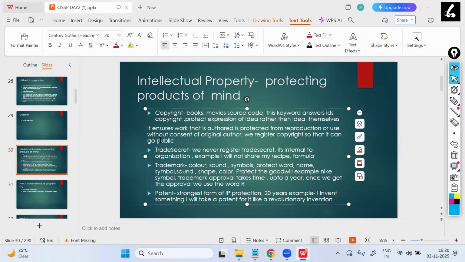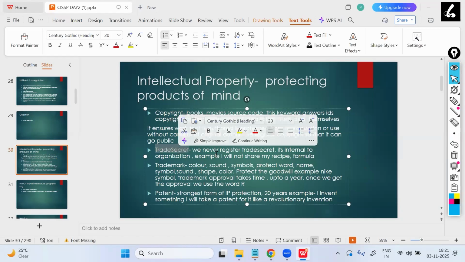That exclusively says I have the right on this particular thing. Nobody else can sell it on my name. Trade secrets are never registered. Copyrights, remember, we register the copyright before we make our thing public. Why do we not register a trade secret? Can you think of the reason?